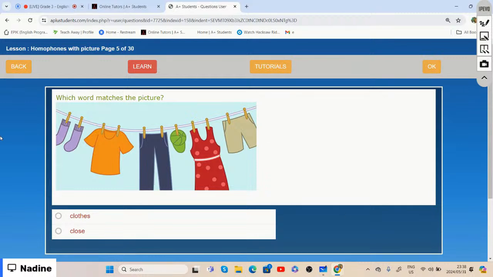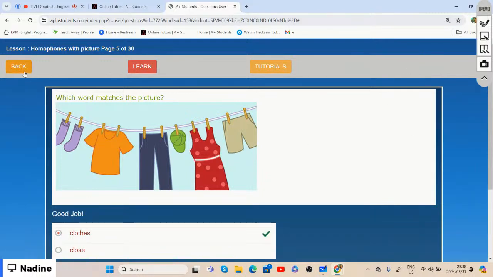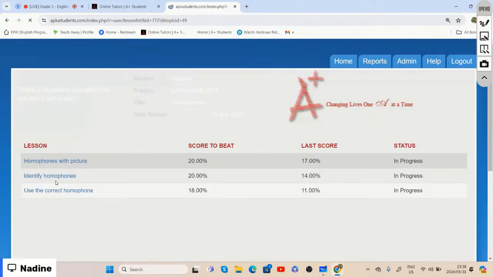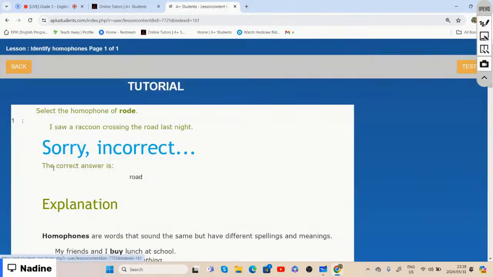All right. And if we were to match the word clothes, which is option one, with the picture, then we are talking about clothes. The second one is close. It's like you close a door or close the gate, close the cupboard. Now we're going to identify homophones.